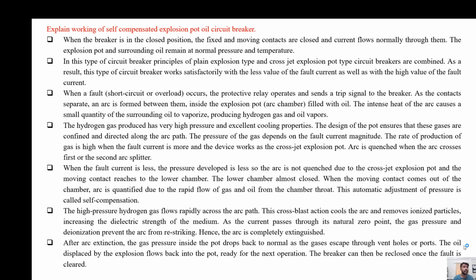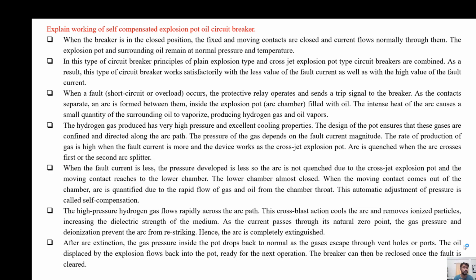Now in this type of circuit breaker, the principles of the plain explosion pot type and the cross-jet explosion pot type of circuit breakers are combined together. As a result, this type of circuit breaker works satisfactorily with a lower value of the fault current as well as with a high value of the fault current.